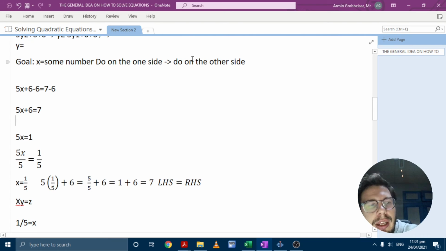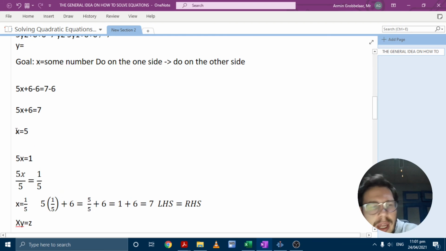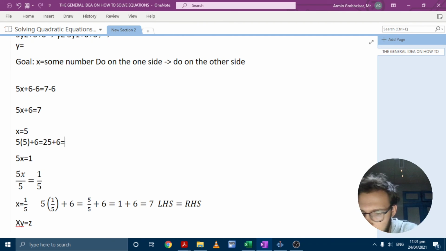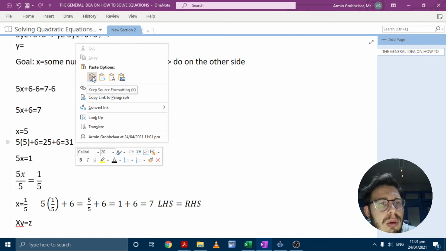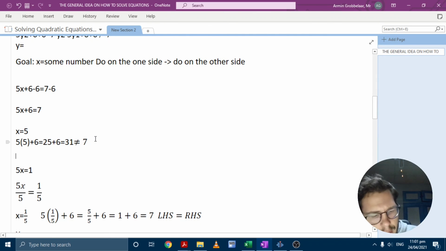But now if you look at it here, the only number that satisfies this equation is x equal to a fifth. Because if you look now, let's say we make x equal to 5. Then it's 5 times 5 plus 6, which is equal to 25 plus 6, which is equal to 31, which is not equal to 7.